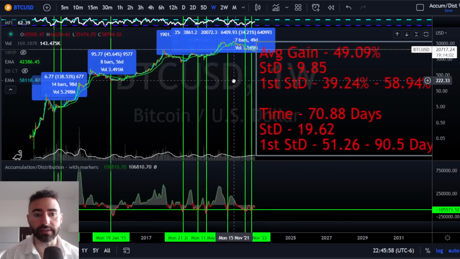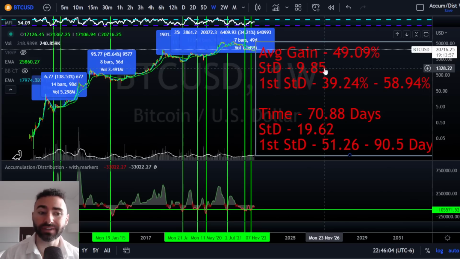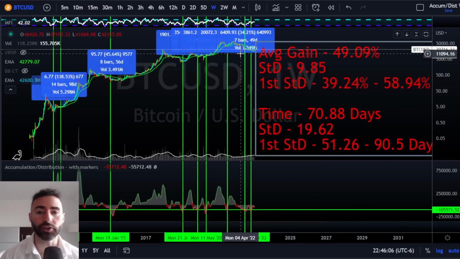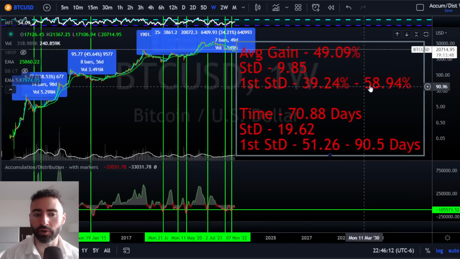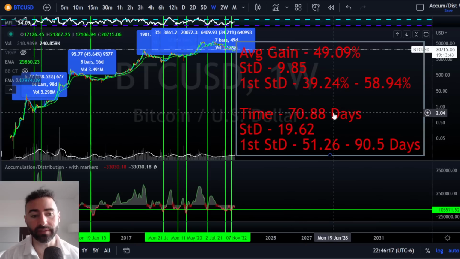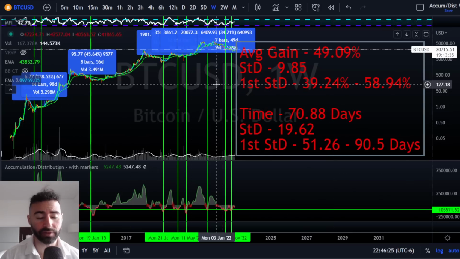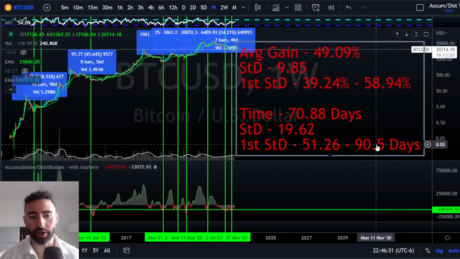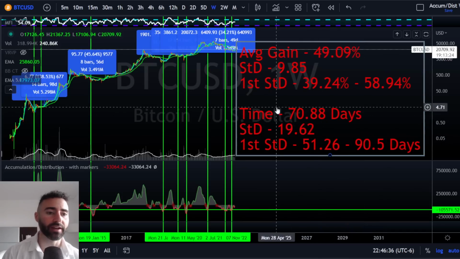The average gain, the average bounce from that particular setup, has been about 49%. If we were to take a first standard deviation measurement of the range of results that we have witnessed in the past, it'd give us a range between about 39.25 all the way up to almost 60%. And the average amount of time it has taken has been about 70 days. I did take a first standard deviation measurement of the time taken as well, and just perusing the results, pretty much all of them were either around 50 or around 90 to 100. You can see that's represented incredibly well in the first standard deviation with those two numbers.